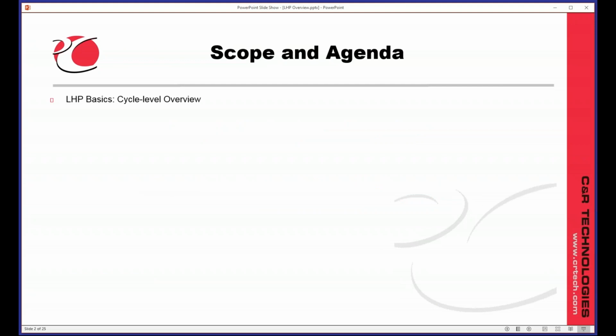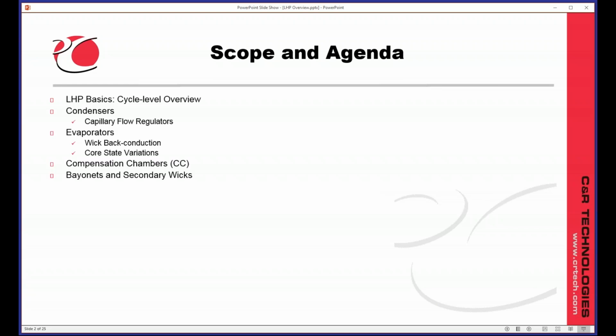And it's a fairly ambitious agenda here today because we'd like to talk about just a quick overview of cycle level operation of an LHP. And this is the sort of thing that you probably already know or that you can find easily online. So I'm not going to spend a lot of time on that so much as the more interesting things that can happen inside of an LHP that you may not have heard about or might not easily find information online.